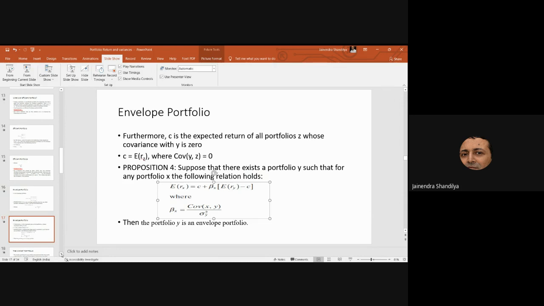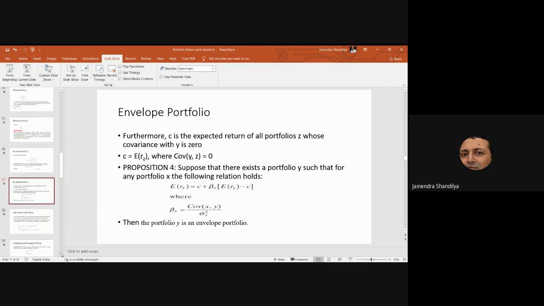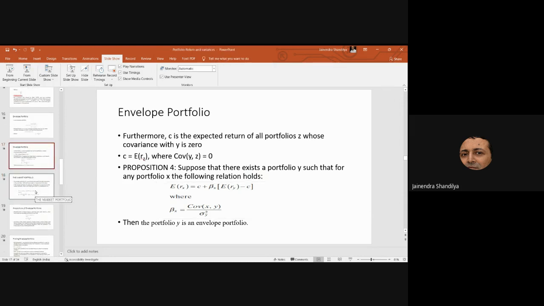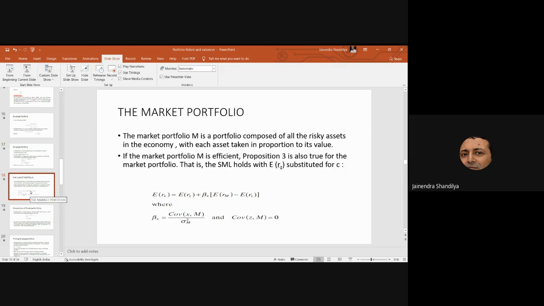Later on we'll show that this Y is actually the market portfolio, but for the moment just stay with the proposition. The market portfolio M is a portfolio composed of all the risky assets in the economy, with each asset taken in proportion to its value. So finally, we need this market portfolio. Why do we need the market portfolio? Because you can't get any other portfolio which can give you a better risk and return.